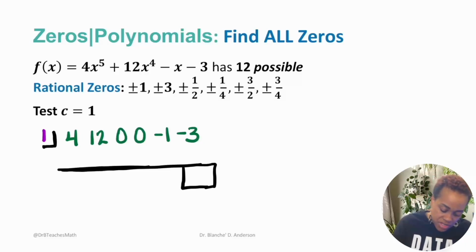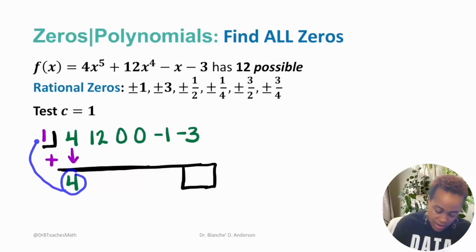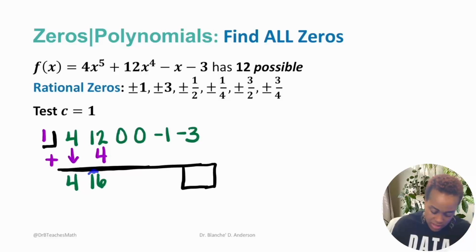And remember, with this, everything is added. Okay? So the first number comes down. I have 4. Bring my first number down. 4. And then I'm going to say, okay, 4 times 1 is 4, right? And then we add. 12 plus 4 is going to give me 16, right? And then you're going to say, okay, 16 times 1 is 16.